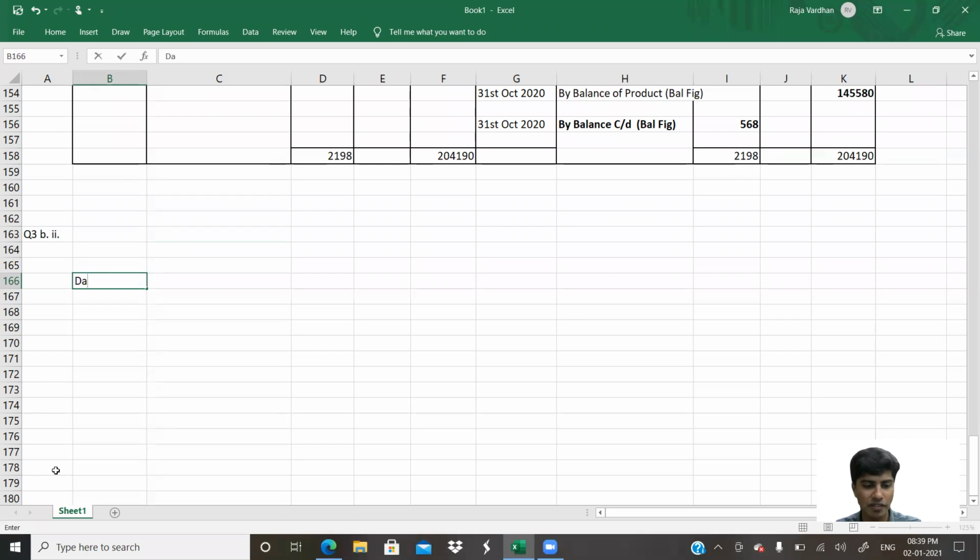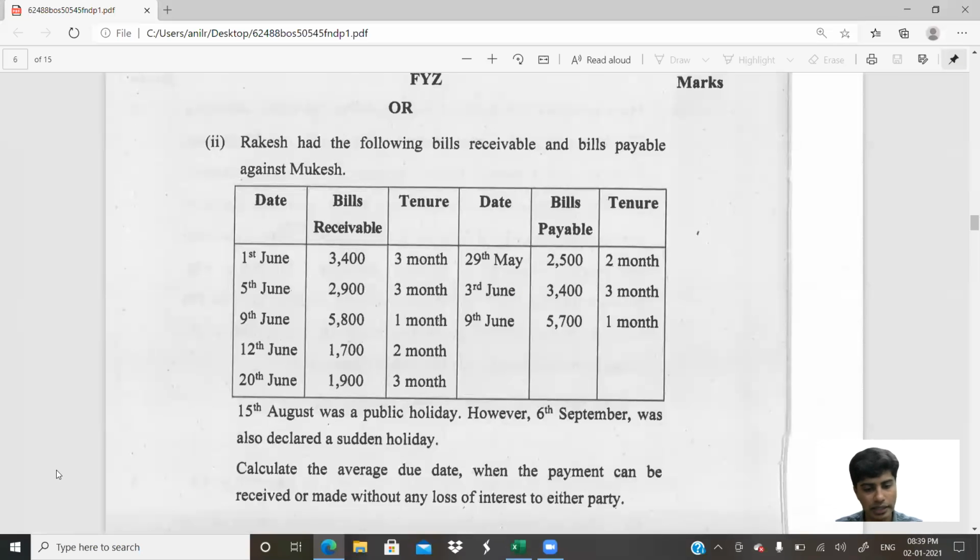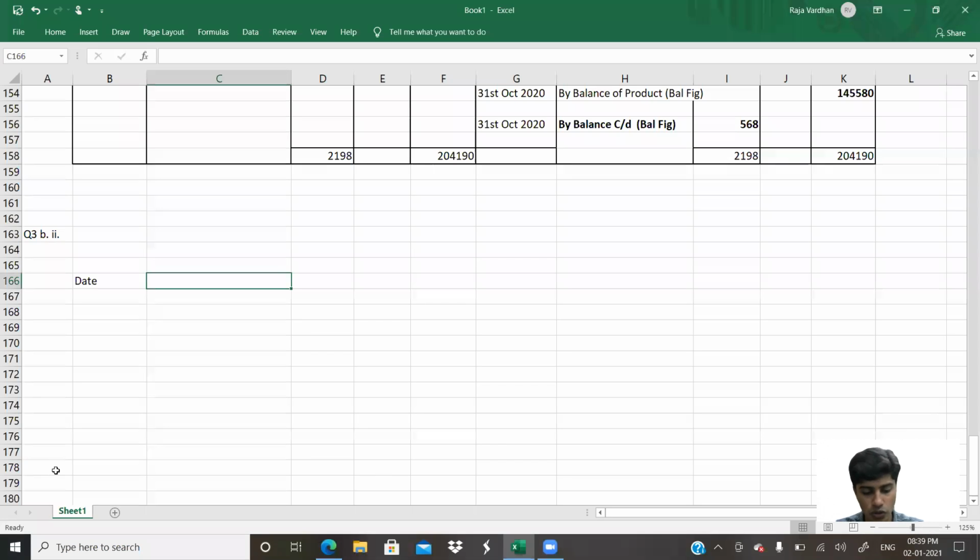So the columns that we'll have is, first we'll have the date column. Then the next column that we'll have is the tenure column. Then we'll have the due date column. After that, we'll have the amount column. Yes, and then we'll have the period, then we'll have the product. So this will be our columns.